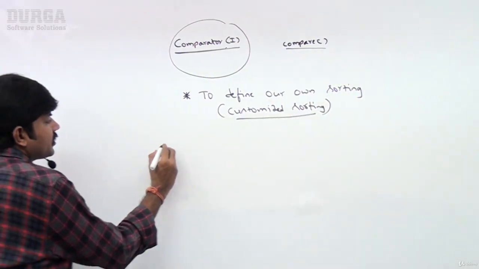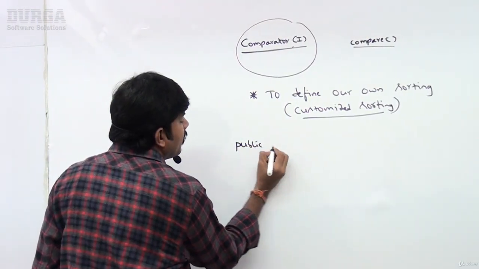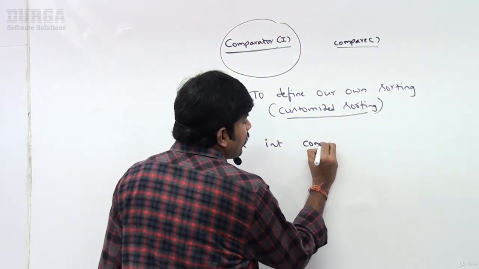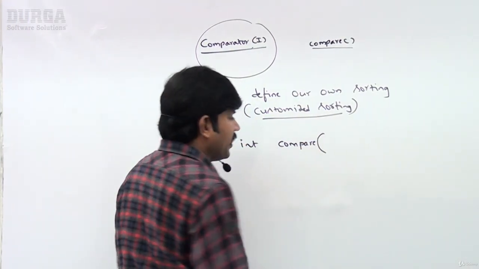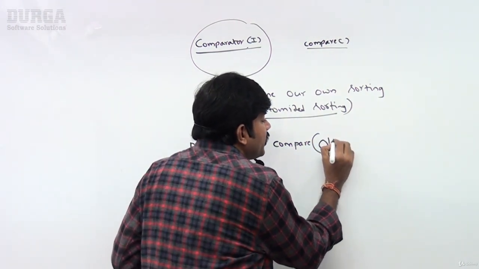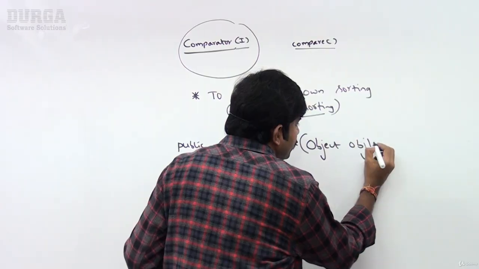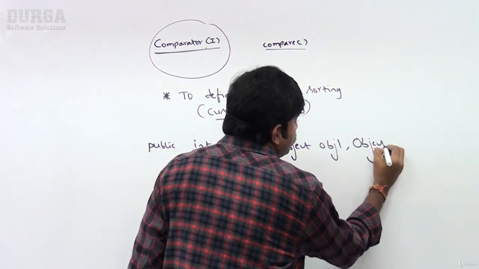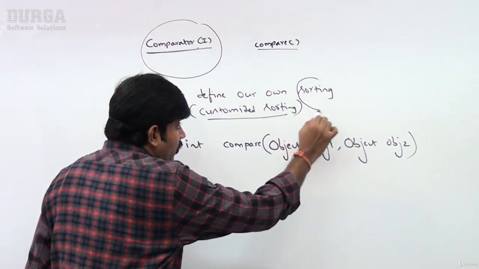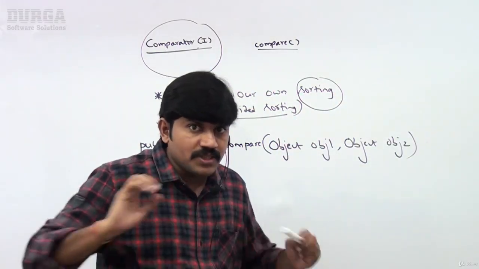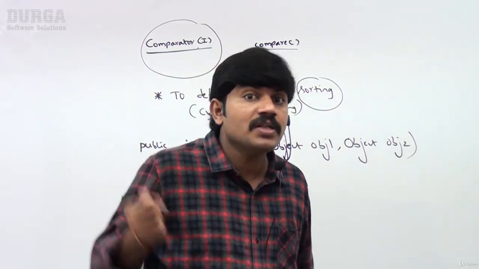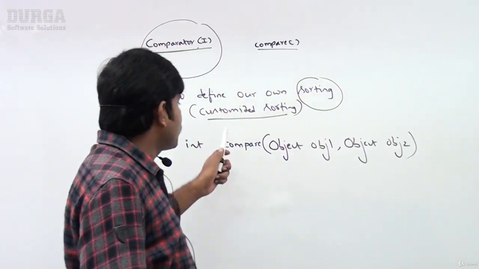Just observe the complete prototype: public int compare. How many objects do we require to compare? Two objects: Object obj1, Object obj2. If you are talking about sorting, whenever two objects come, in which order do I have to place them? How is the JVM going to decide? By using this compare method.